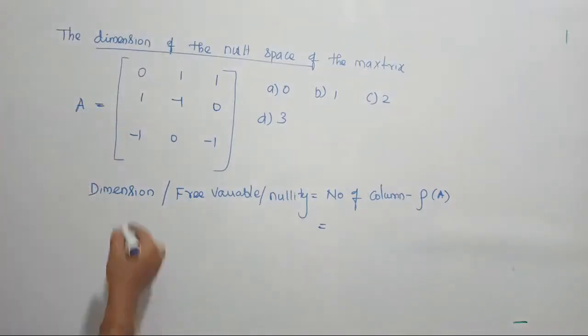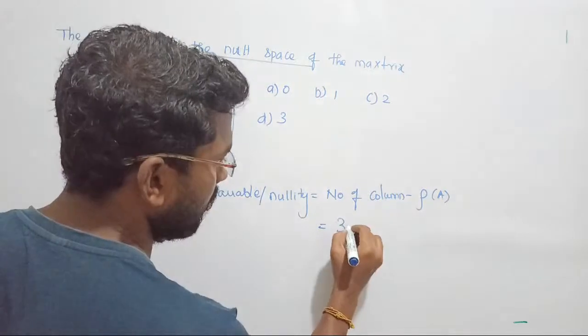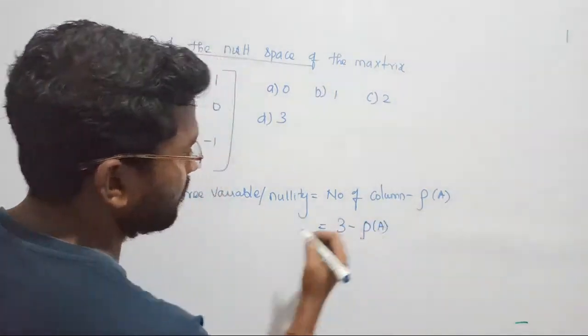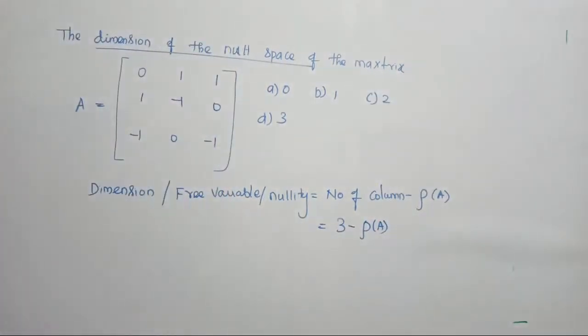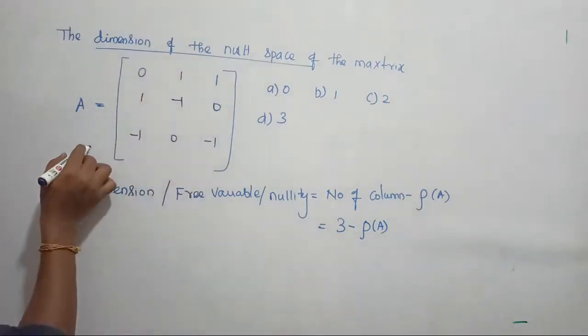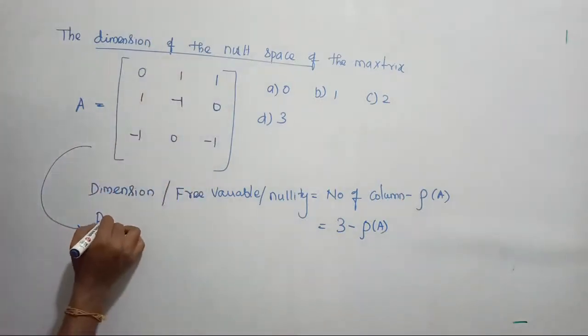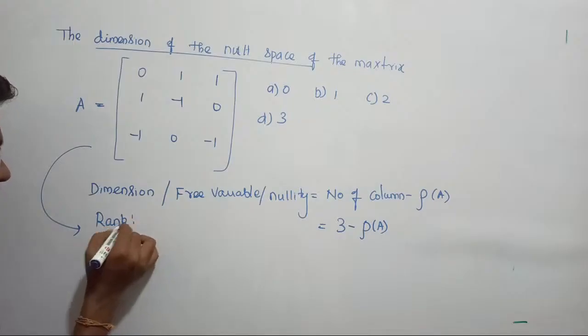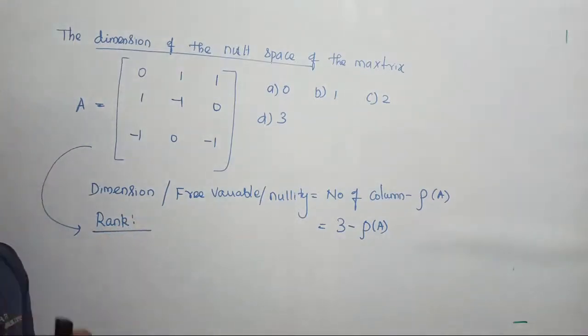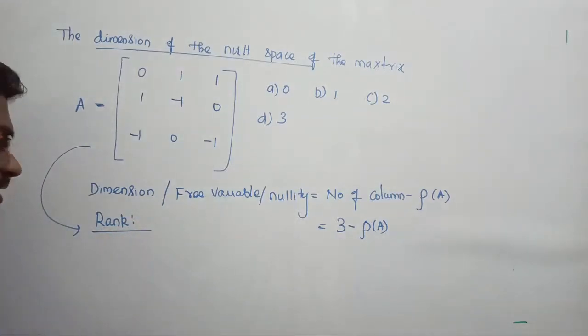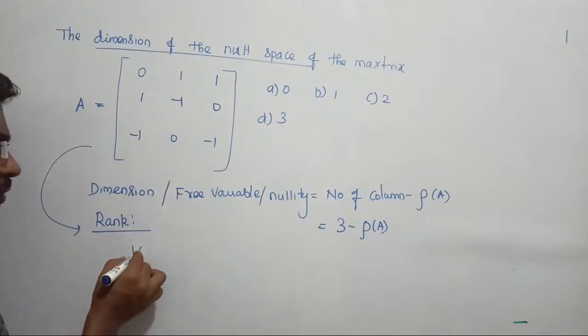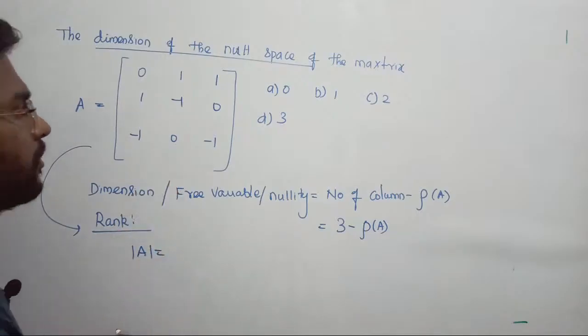Shall we proceed? Number of columns: 1 2 3, 3 columns are there, minus the rank of the matrix. We have to find out the rank. What is the procedure? In order to find out the rank of the matrix, we should check whether the given matrix is singular or not singular. Let's proceed. For that, you have to find the determinant.